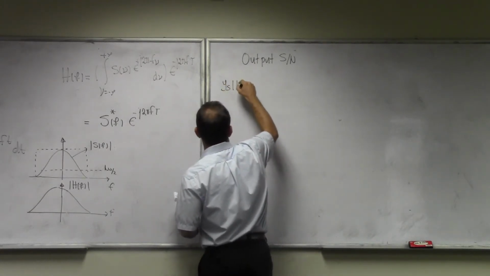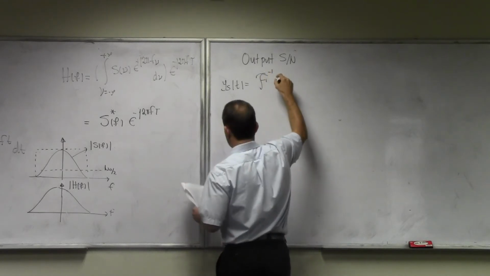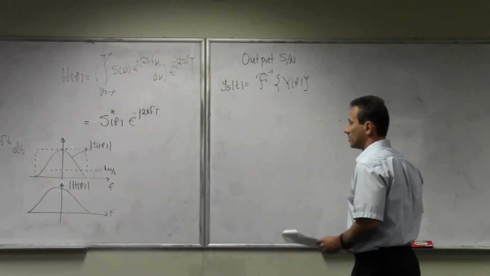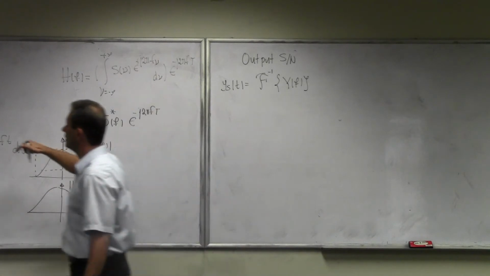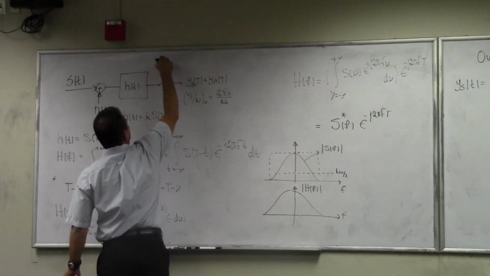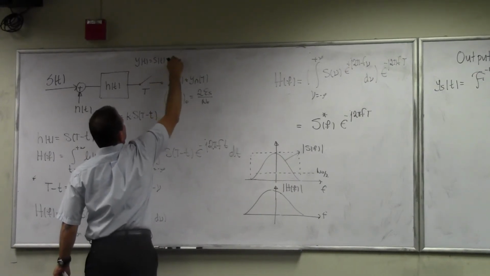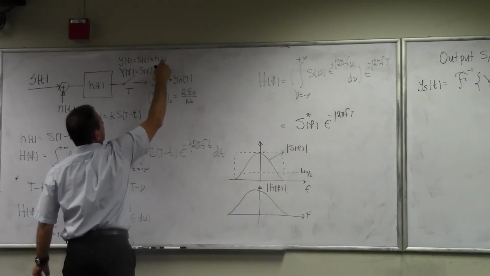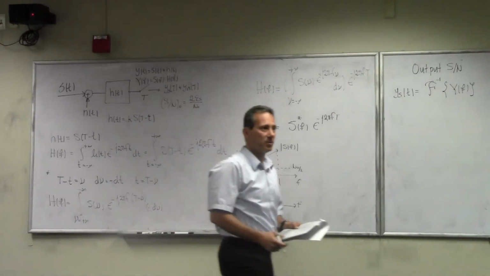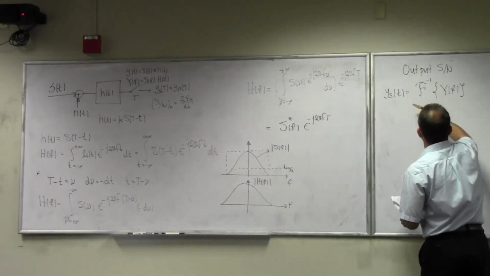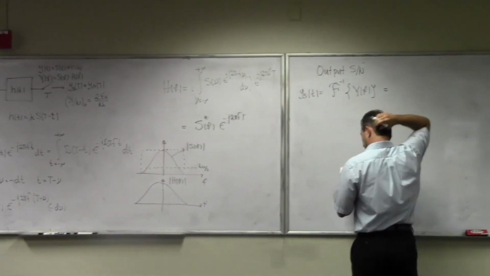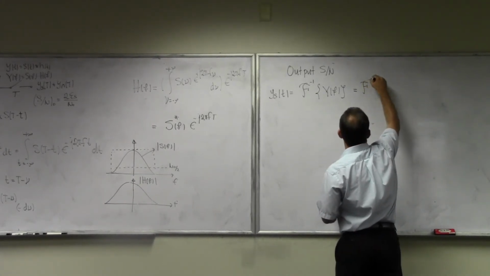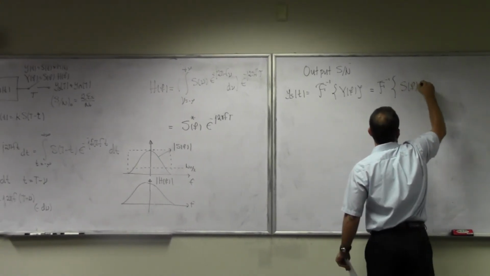So, output signal to noise ratio. y_s of t is going to be the inverse Fourier transform of Y of f, right? Where Y of f is going to be the product of S of f and H of f, right? I can say here y of t is the convolution of s of t and h of t, or I can say Y of f is S of f multiplying H of f, right? We are both familiar with this. These are Fourier transform pairs, right? So I can say y_s of t is this. So it's going to be the Fourier inverse of S of f times H of f.